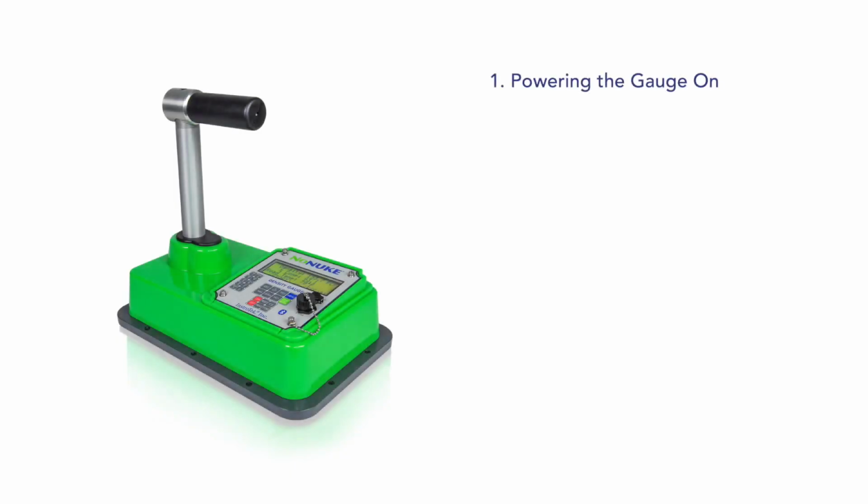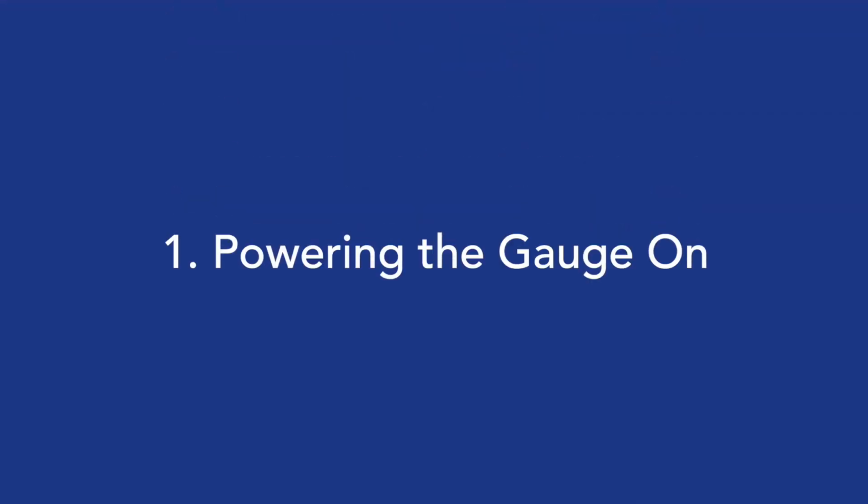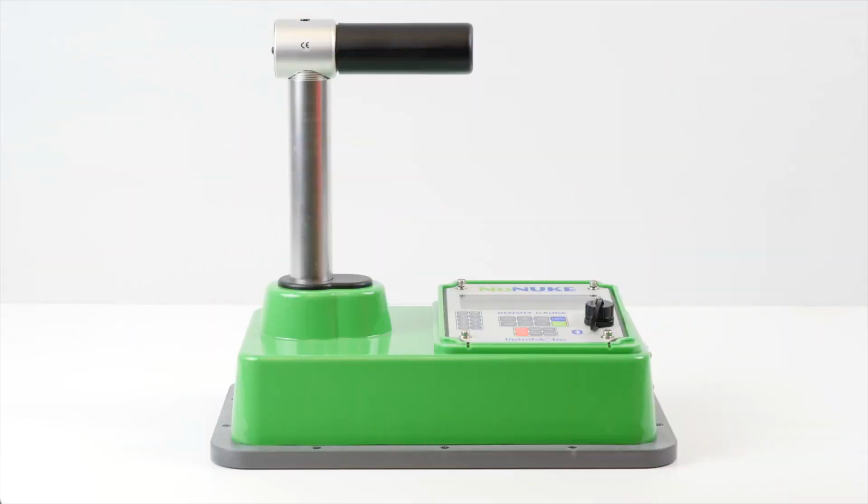1. Powering the gauge on. 2. Set time date. 3. Set units. 4. Input max density. 5. Input mix information, mat thickness, and max aggregate size. 6. Take a measurement. 7. Density measurement.